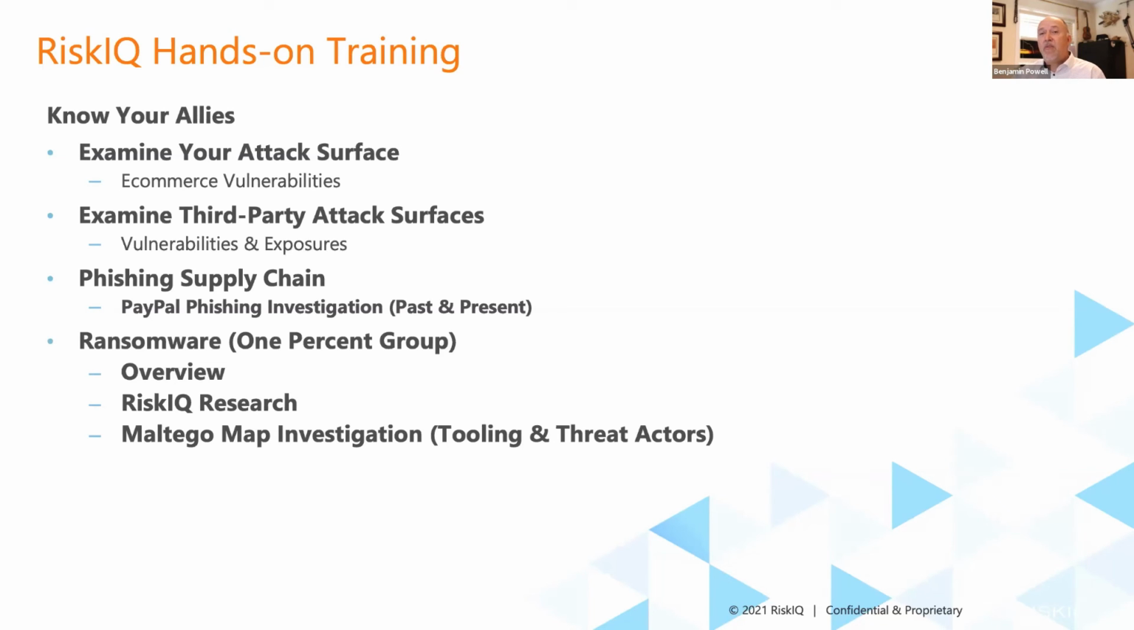And then we're going to go through and talk about ransomware and the 1% group and talk about the research that we did. And I have some Maltego maps that I created to show how everything links together, because we have great data and the pivots are the connections, but sometimes it's hard to understand the full scope and picture of what's there. And so I created some maps to show that, and we'll go in and we'll take a look at those.